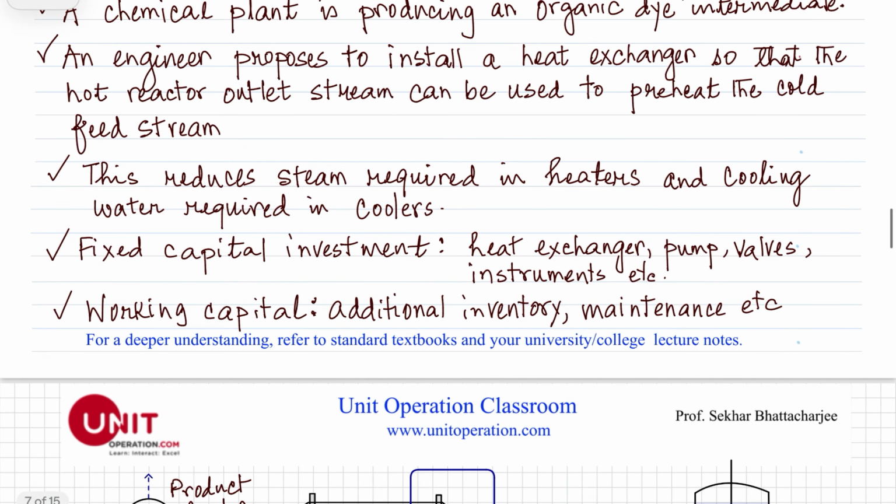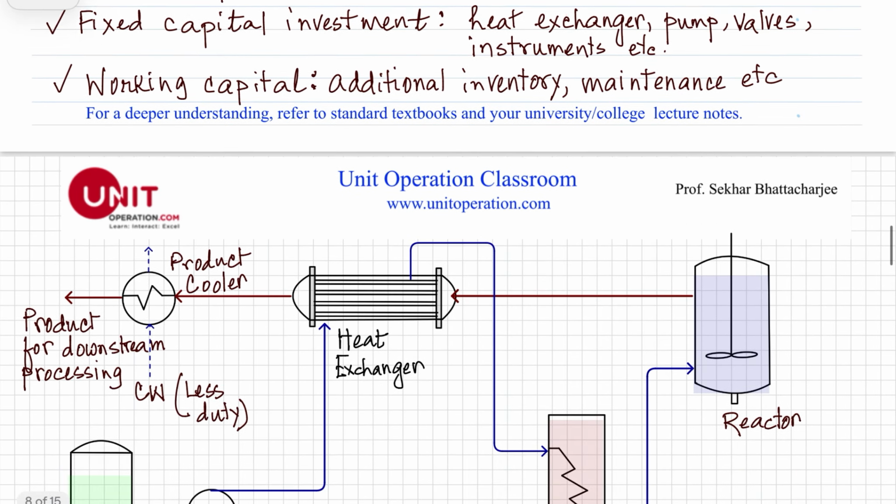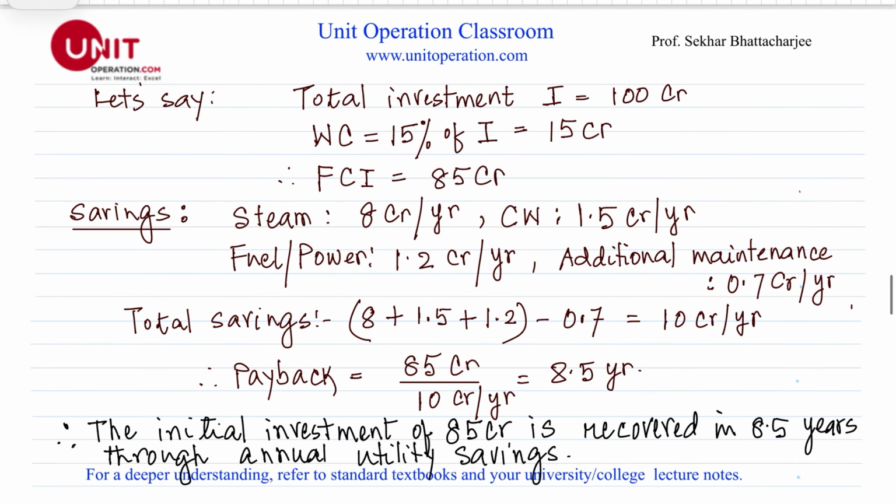Okay, so fixed capital investment is the heat exchanger, pump, valves, instruments, etc. And working capital could be additional inventory, maintenance, etc. So let's do a simple payback analysis. Total investment, let's say, is 100 crores. Working capital is 15% of total investment. That's 15 crores you have to set aside. And so fixed capital investment, the heat exchanger and other ancillaries, would be 85 crores.